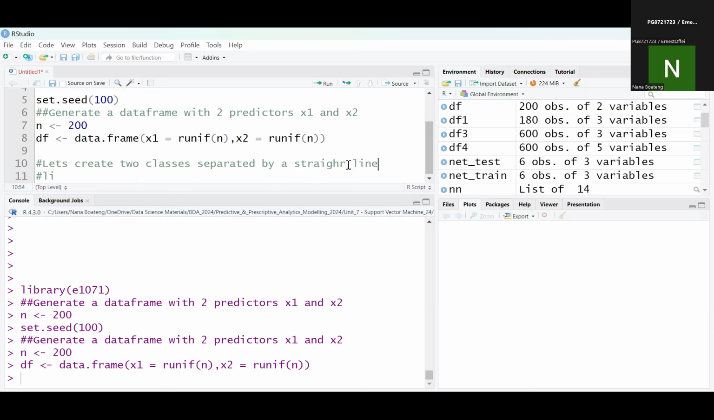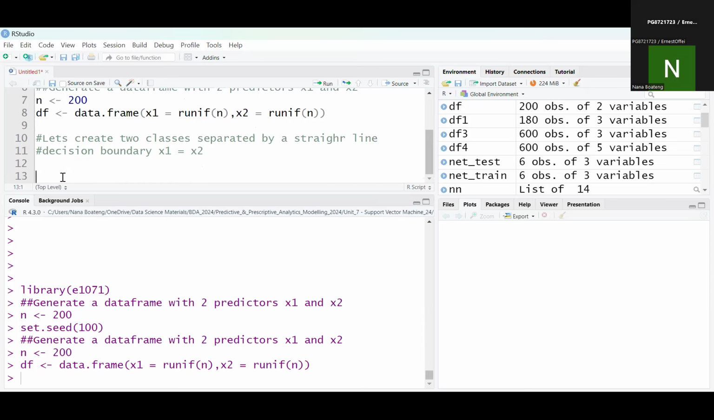A straight line decision boundary. So in other words, we want a situation where x1 is equal to x2. So it will be diagonal. If we are going to have two classes, one will be up, one will be down. Okay.